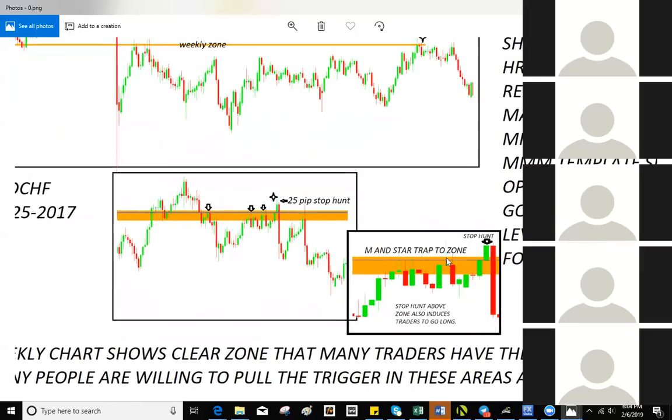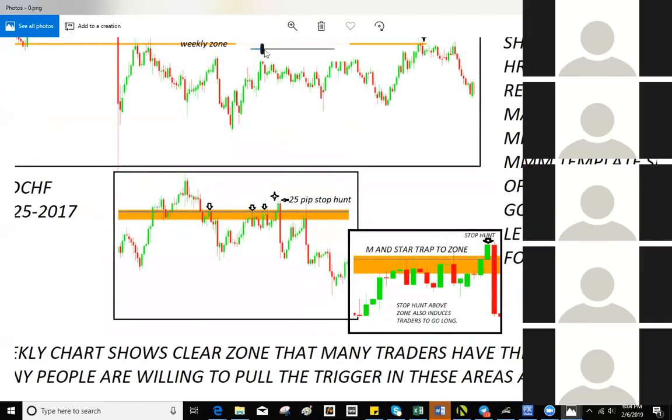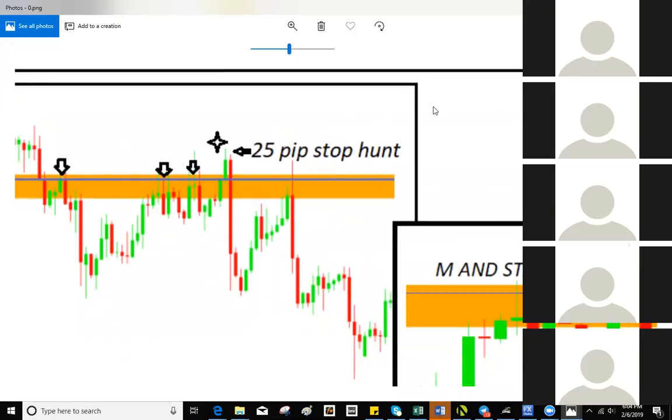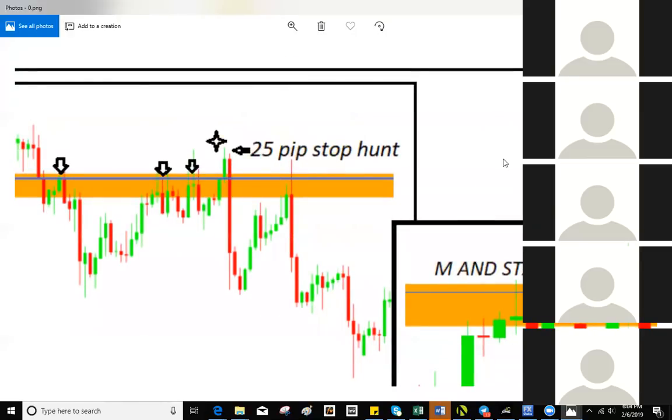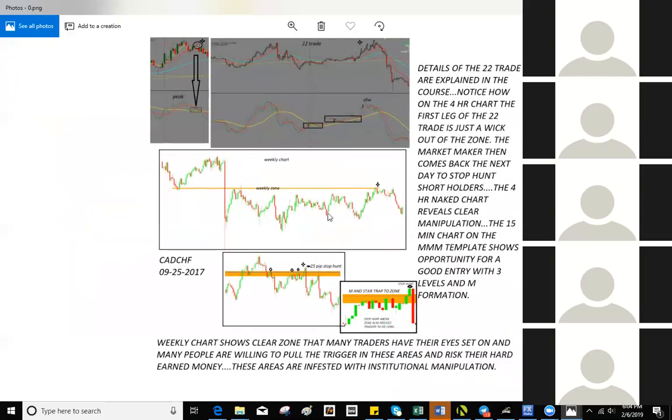So basically, when you see a pretty pattern in these psychological areas, you really have to be in stealth mode, because obviously 90% of traders don't make it in this business. What we're showing here is the weekly chart with a clear zone that many traders have their eyes set on. Many people are willing to pull the trigger in these areas and risk their hard-earned money. These areas are infested with institutional manipulation.